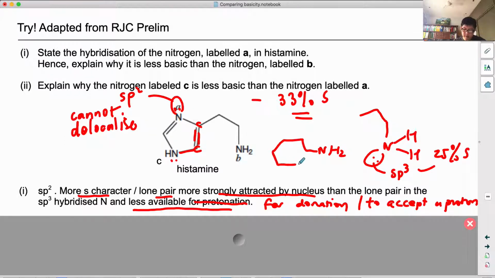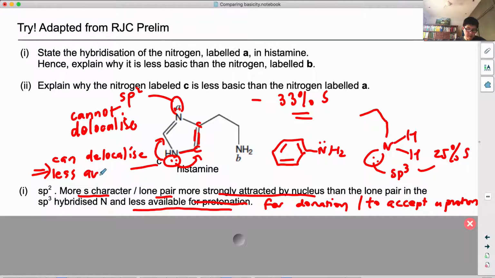It's attached to a C here, so there's a double bond. This nitrogen is attached to an atom with a double bond, so it can actually delocalize into both the pi electron cloud of the C=C and C=N double bond. If it can delocalize, it implies the lone pair must be less available. Less available implies it is going to be less basic. So the nitrogen labeled C is less basic compared to A.